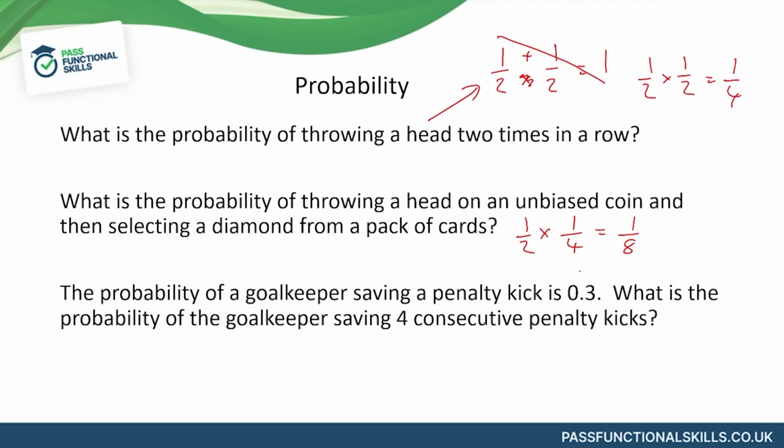The probability of a goalkeeper saving a penalty kick is 0.3. What's the probability of him saving 4 in a row? Again, it's not 0.3 plus 0.3 plus 0.3 plus 0.3, because that would end up having a probability greater than 1. Again, probabilities can't be greater than 1. The probability of him saving 1 kick is quite low, so 2 in a row has got to be even lower, 3 in a row lower still, and 4 in a row even lower. And 0.3 multiplied by itself 4 times is 0.0081, so a very low probability of saving 4 in a row.